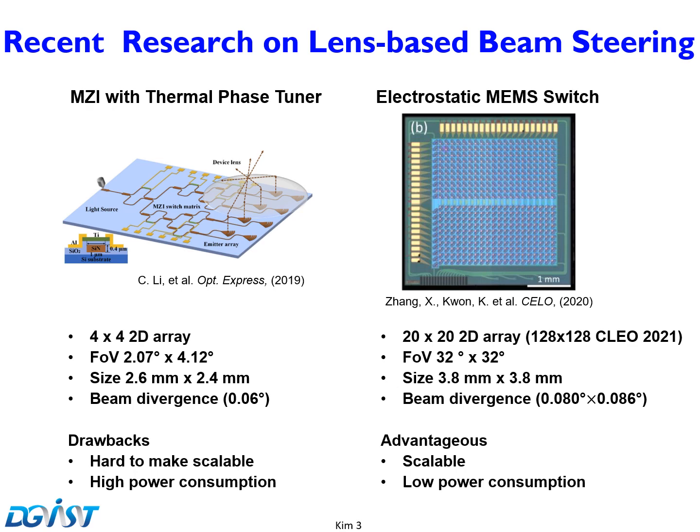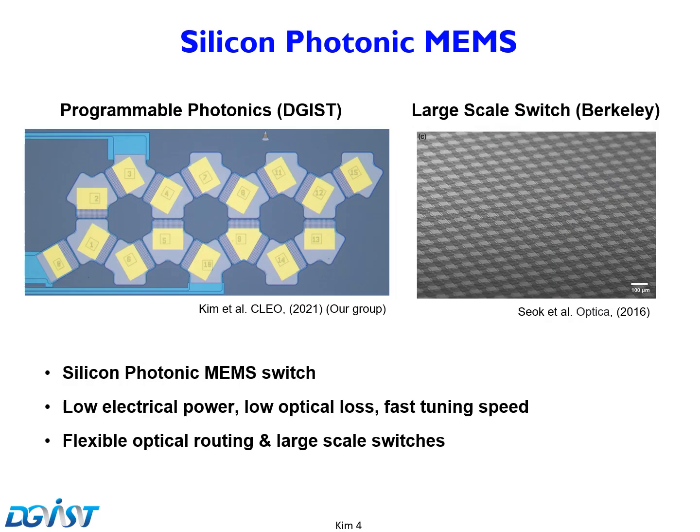The right one shows 20x20 arrays and it uses MEMS switches. Silicon photonic MEMS switches give us a fast tuning speed, low optical loss, and low electrical power. It can be a solution for programmable photonics or large-scale switches.